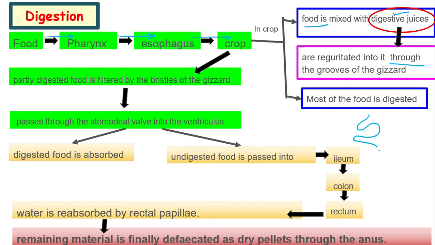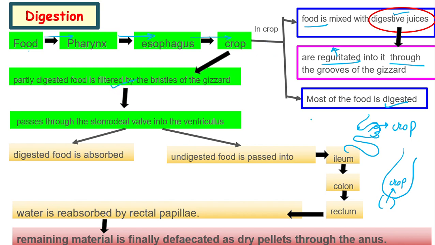Now do you remember when I drew it like this? So this is your teeth. After the teeth, this one is your longitudinal groove. From the groove what will happen? The digestive juice is going to enter into the crop. See, this is your crop and this one is your gizzard. So from the groove, digestive juices are regurgitated, meaning coming back, re-entry. So from the gizzard your digestive juice is going to enter into the crop, and most of the food is digested in the crop.